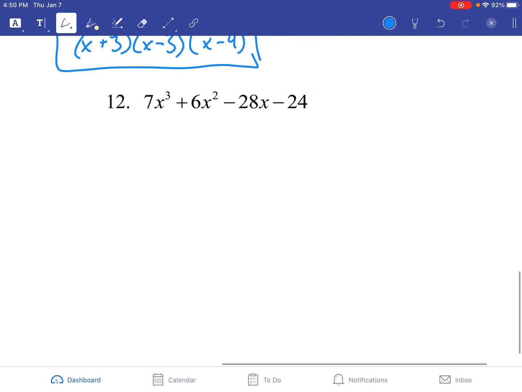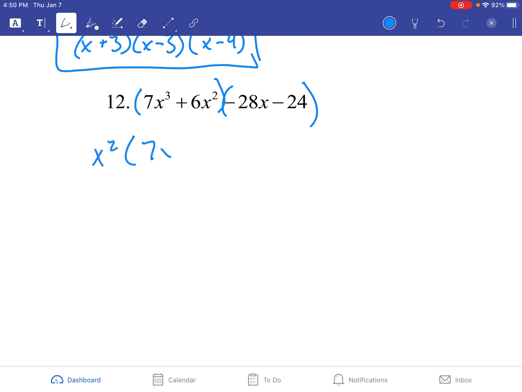All right, finally number 12. So we group the first two and the last two terms together. Out of the first two, we can take out an x squared. We're left with 7x plus 6. The last two sets of numbers, we can take out a negative 4, left with 7x plus 6. Again, those two terms are the same, so that's good. That's why we had to take out a negative 4, not just a positive 4.